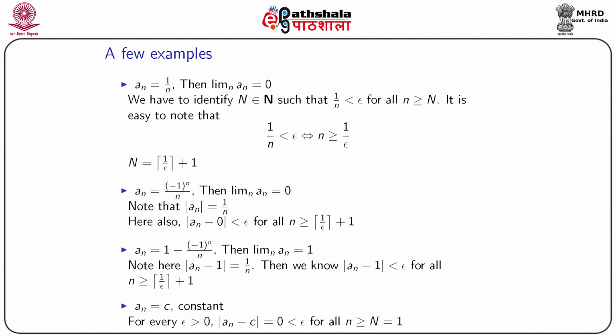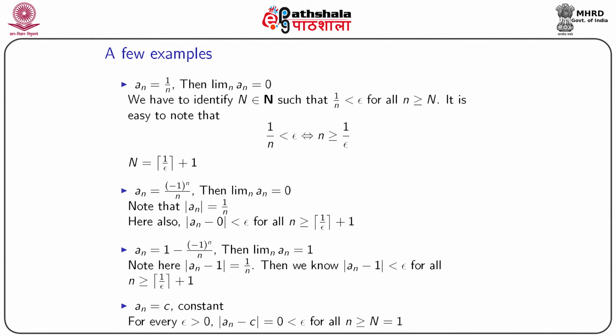Now we consider another example where we have the same sort of function 1 over n, but in the numerator we have minus 1 to the power n. If you take the modulus, it will become 1 over n, and we have already shown that this goes to 0, but we need to find the value of capital N. Here also we can write mod of (a_n minus 0) is less than epsilon for all n greater than or equal to box of 1 over epsilon plus 1. So for both the functions, 1 over n or (minus 1)^n over n, we are getting the same N as box of 1 over epsilon plus 1.